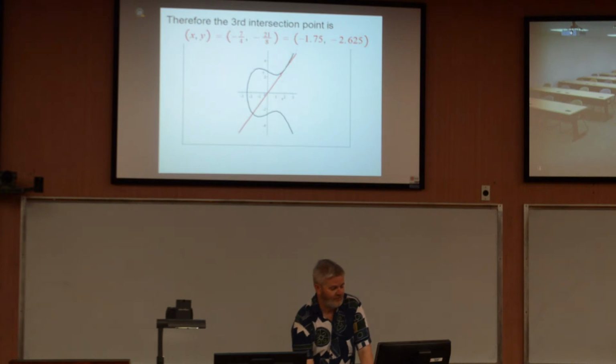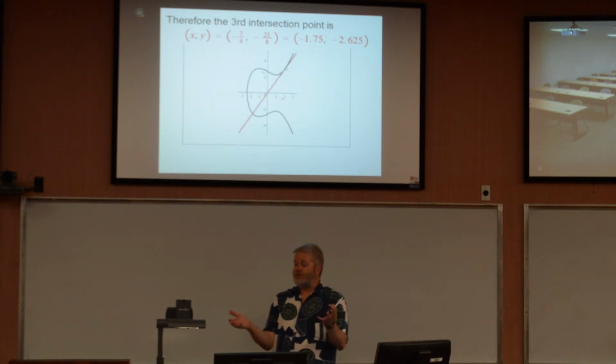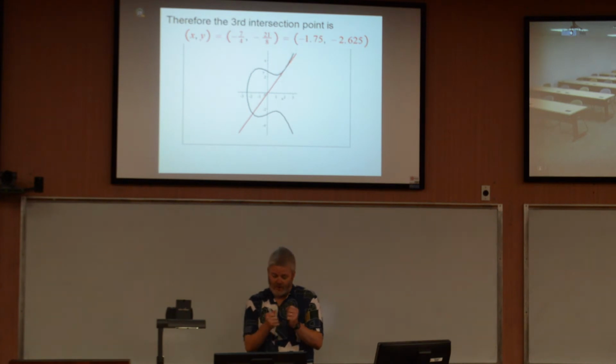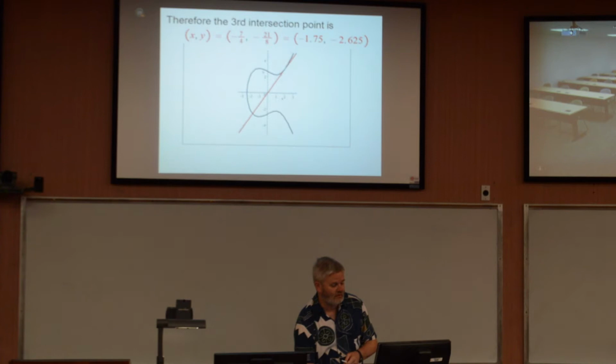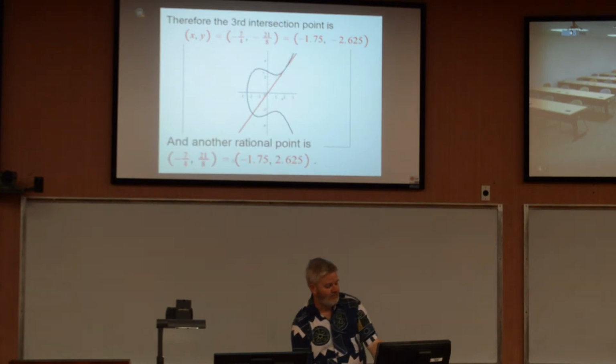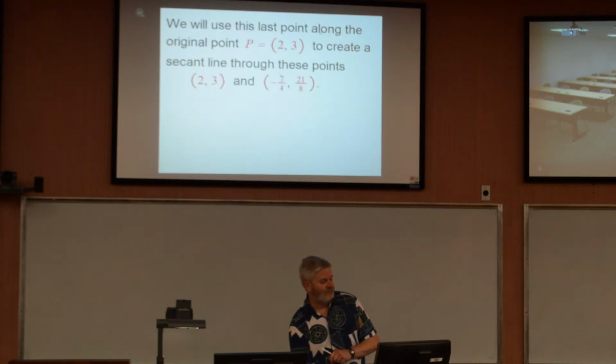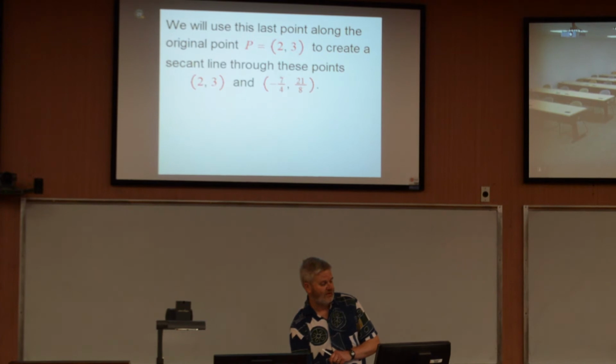So what we'll do next is we'll take the point that has the positive y value, minus 7 over 4, positive 21 over 8, and we'll draw a secant line between that point and our point (2, 3). Now, a secant line is simply a line between 2 points on a curve. That's all it is. Fancy word for a line that goes between 2 points that you know on a curve. So here's our other point with a positive y value. We'll use this last point along with (2, 3) to create a secant line through these points.